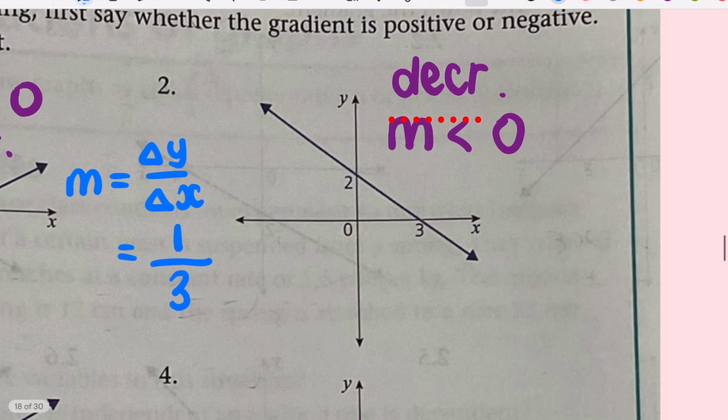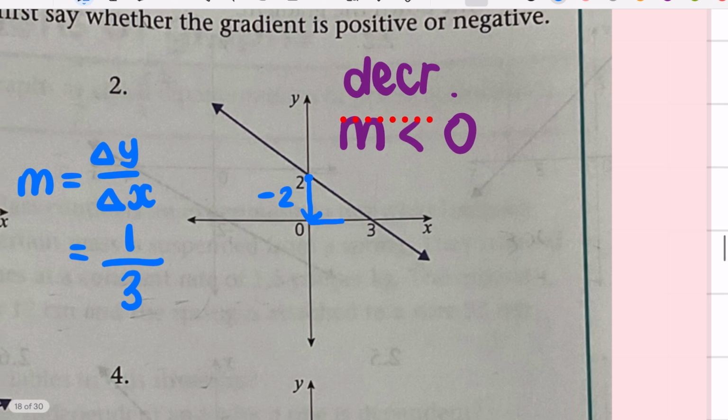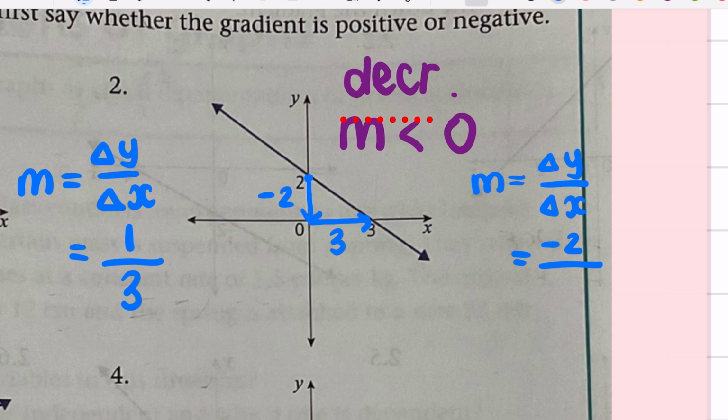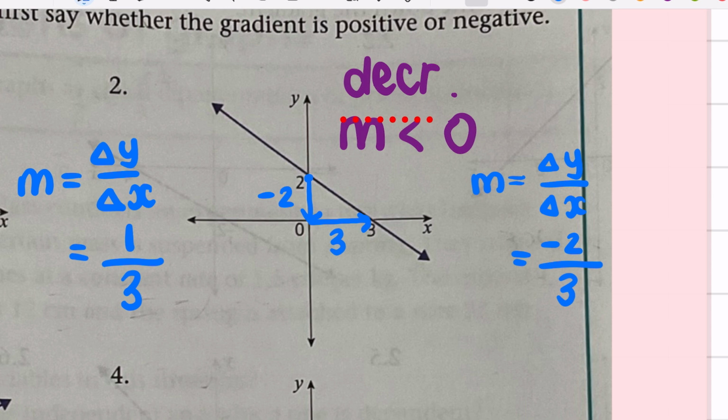Let's look at the second one. So here, from 2, we went down 2 spaces. So in the y direction, we went down in the negative direction, and we moved 3 to the right in the positive direction of x. So if we consider our gradients again, the change in y over the change in x, we've got -2, that's the change in y, over 3, which is the change in x. And there you've got your gradient.